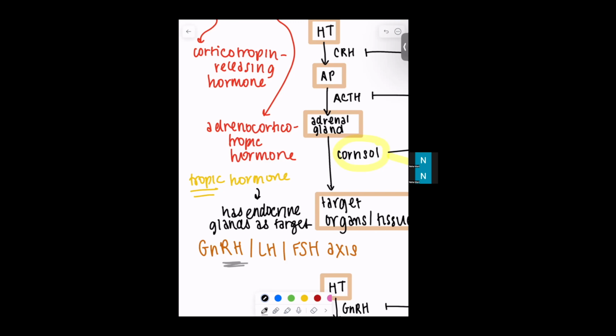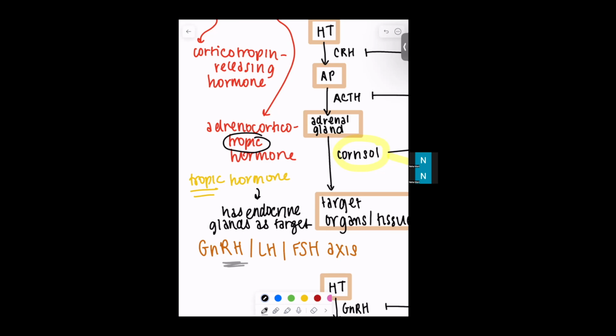So, basically, the anterior pituitary is an endocrine gland, and it signals or releases a hormone to another endocrine gland. The adrenal gland is also an endocrine gland. It too secretes hormones through the bloodstream. That's basically what endocrine means, is secreting hormones into the bloodstream, which can travel to all parts of the body. So when you see tropic as part of the name of a hormone, you can be pretty sure that that hormone is going to an endocrine gland as its target.